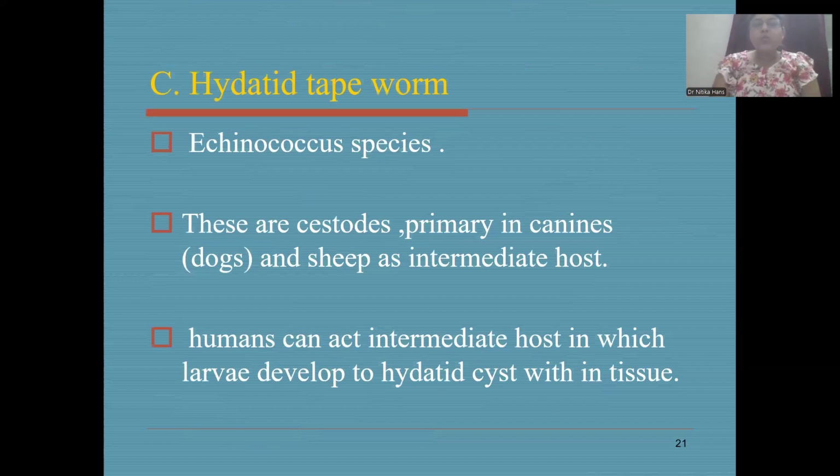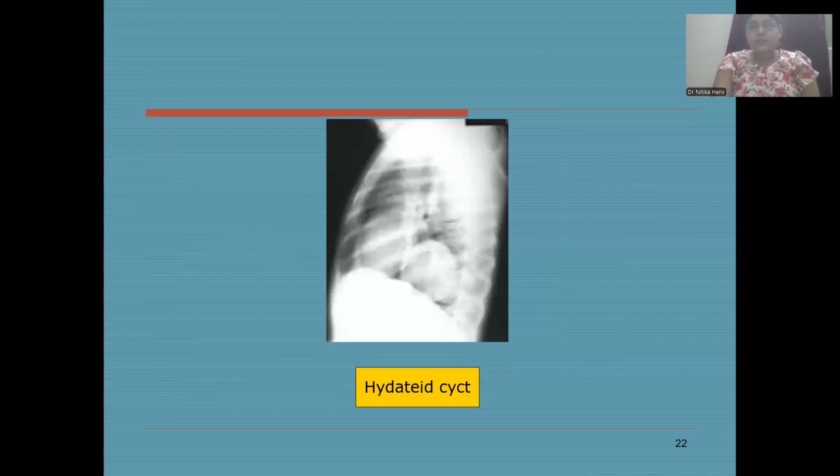Hydatid tapeworm is caused by Echinococcus species. These are cestodes, primarily in canines, dogs, with sheep as the intermediate host. So this is caused by Echinococcus, and these are known as cestodes. Humans can act as intermediate hosts in which larvae develop into hydatid cysts within tissue. From the intermediate host, the worm enters the humans, forms larvae, and these develop into the hydatid cyst in the tissues. So this is the hydatid cyst.